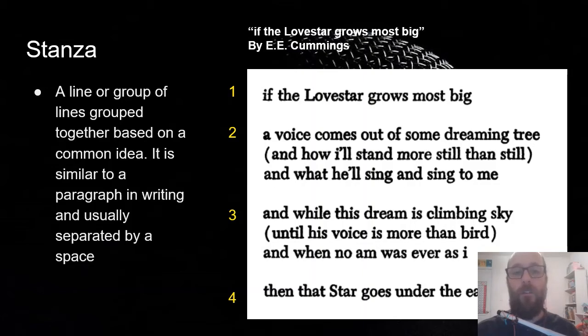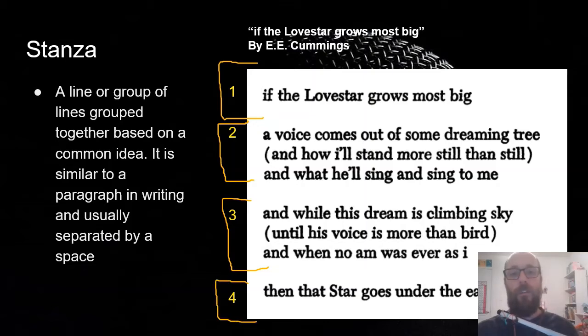So here we see the first stanza of this poem, the second stanza of this poem, the third stanza of this poem, the fourth stanza of this poem. Okay, so this is "If the Love Star Grows Most Big" by E.E. Cummings. He's a very interesting author. He did some really strange things with text. He played with letters like they were pieces of art. It's very interesting. But that's a stanza. Let's move on to the next one.